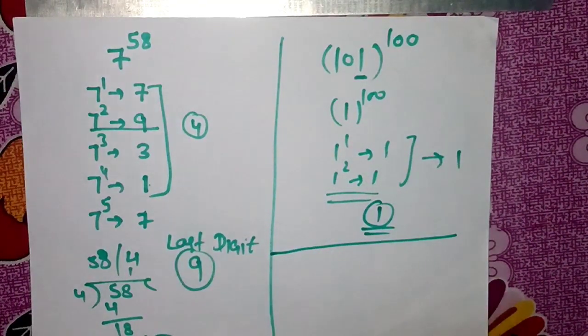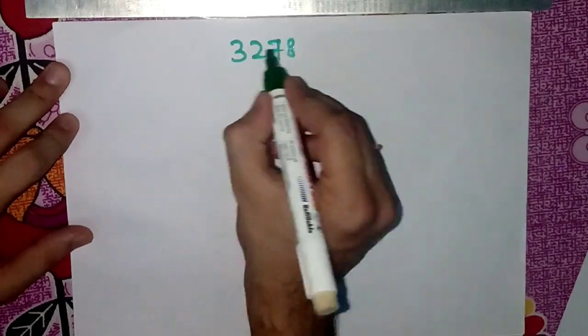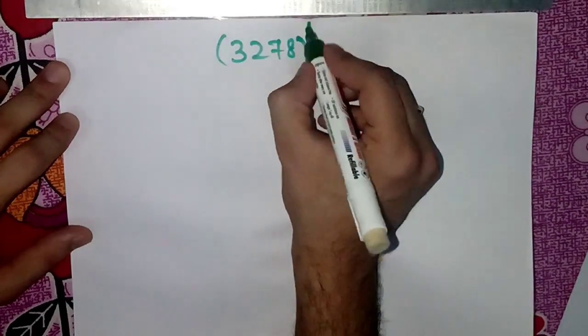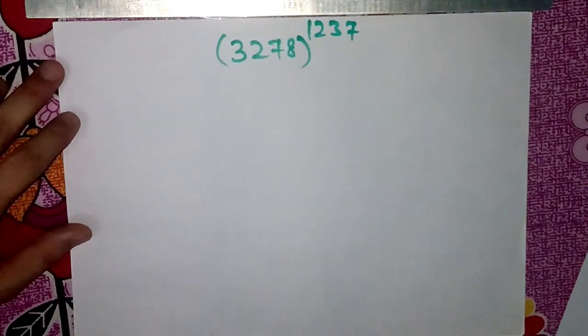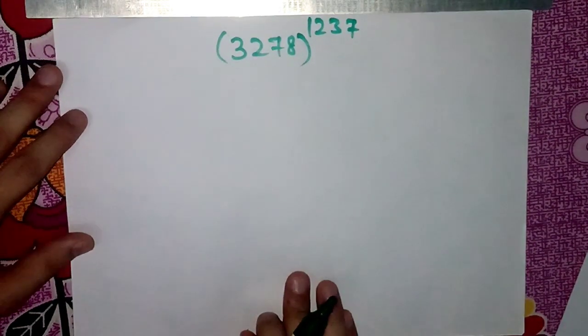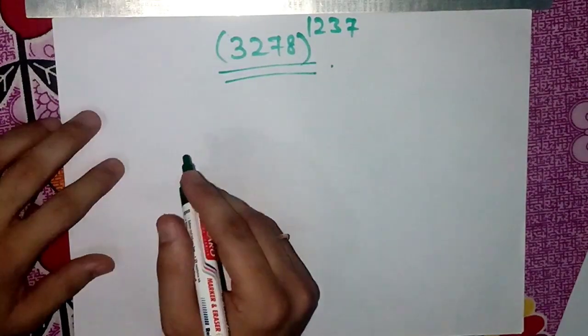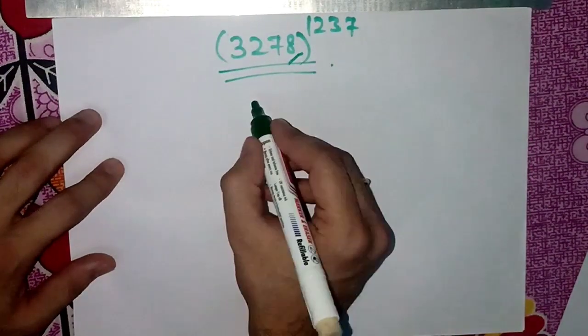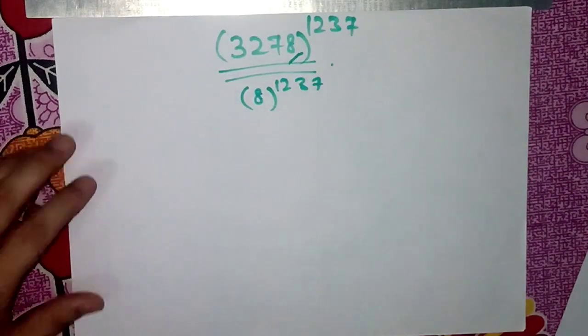So the last question of this lecture: 3278 to the power 1237. Here you need to focus on the unit digit only. So you need to find the last digit of 8 to the power 1237.